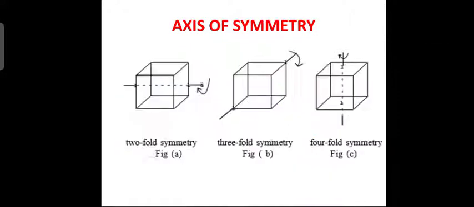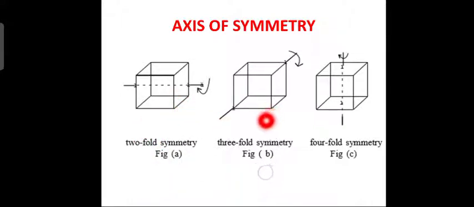All right. Next slide. Now here you have three different axes of symmetry. The first figure shows two-fold symmetry. You can see the imaginary axis here. When you rotate this crystal about this imaginary axis, you will get the same appearance two times in one complete rotation.